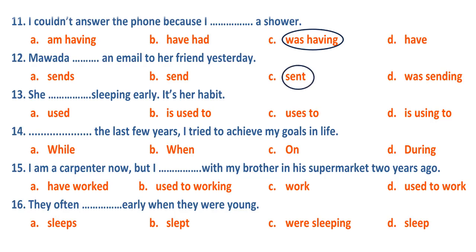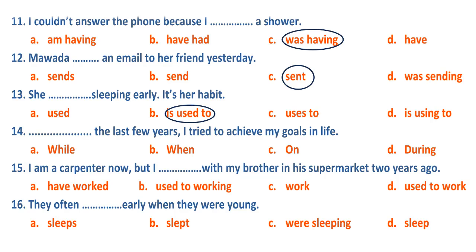13. She is sleeping early. It's her habit. It's her habit. And we have sleeping, so pay attention to the note we mentioned: used is used to, used to is using to. The right answer is B, is used to.